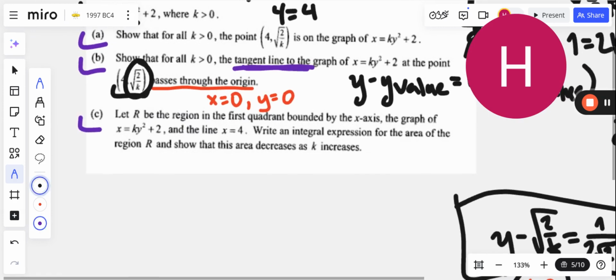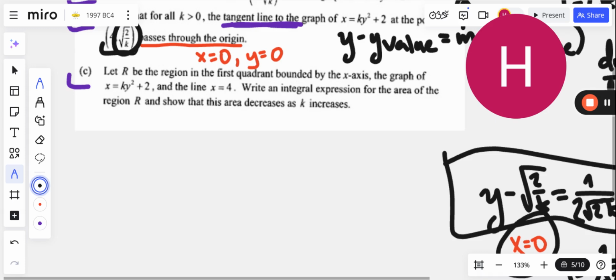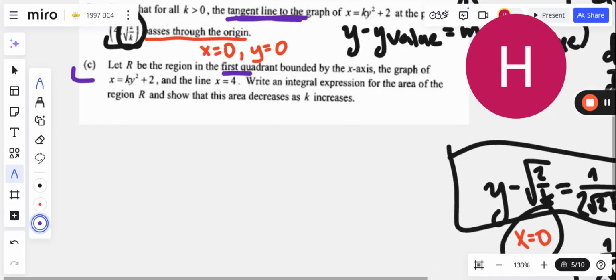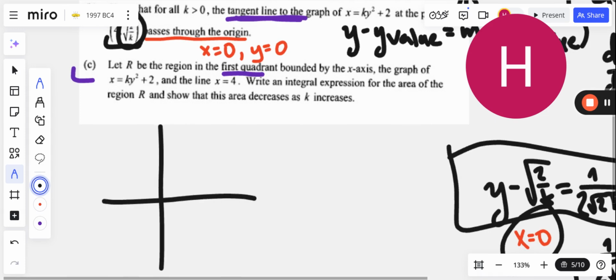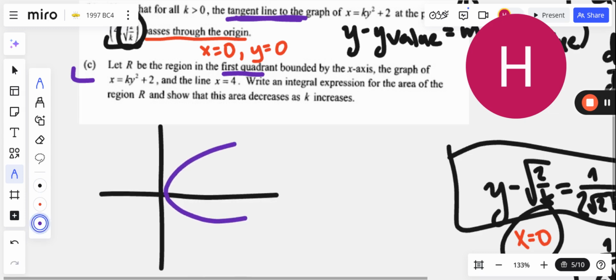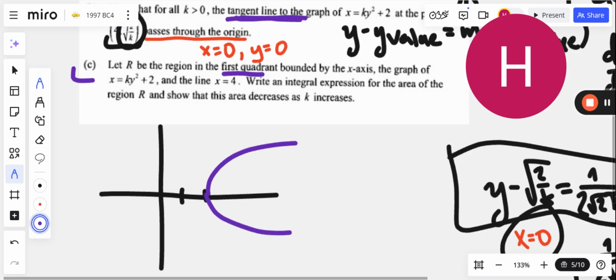Part C says let R be the region in the first quadrant bounded by the x-axis. It's in the first quadrant, okay? So if you don't know what this graph looks like, it's going to be a rightward-facing parabola, something kind of like this. But we only want the portion in the first quadrant. Oh, and it's plus 2, so it's shifted by 2. So it's something kind of like that. But it's also bounded by this x-axis, and it's also bounded by x equals 4, which is right here.